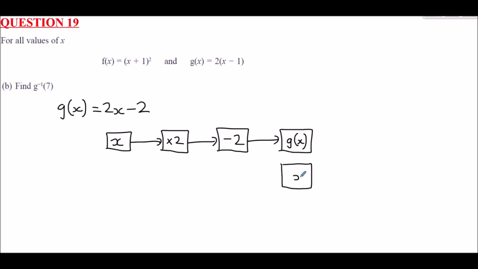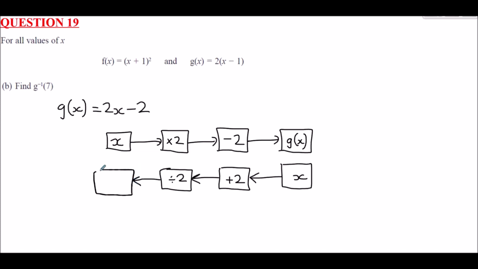So we start at this end with an x and go the opposite way, doing the opposite things. The opposite of minusing 2 is add 2. The opposite of multiplying by 2 is dividing by 2. So what does this give us as a full output? x add 2, like so, and all of that's divided by 2, so it's x add 2, all divided by 2. And that is what g minus 1 of x is.